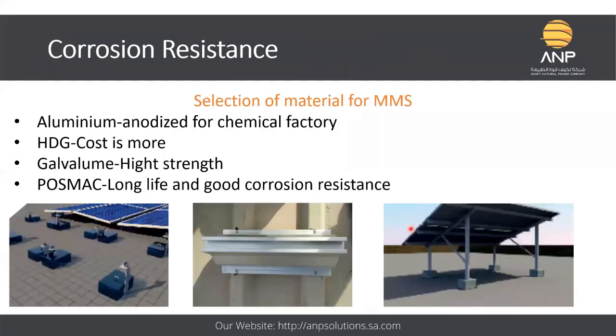Another main point is that the material you choose for the solar module mounting structure should be corrosion free. Normally the first material available for solar module mounting structure is aluminum. As you can see here, this is a short rail made from aluminum. The advantage of using aluminum is that its weight is less, so you can use an aluminum structure on a metallic sheet.